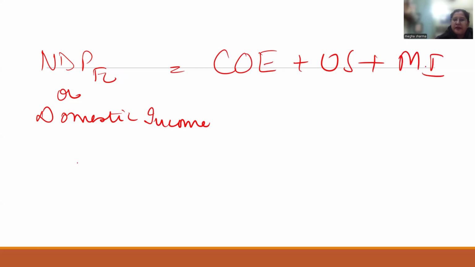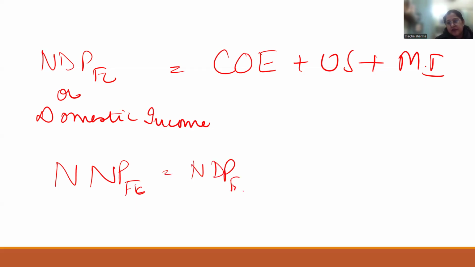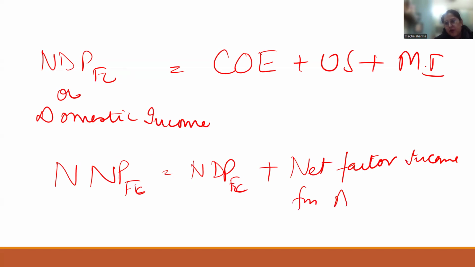If we want to calculate national income, which stands for NNP at factor cost, it's NDP at factor cost plus net factor income from abroad being added into it. We get the answer of national income, that is, net national product at factor cost.